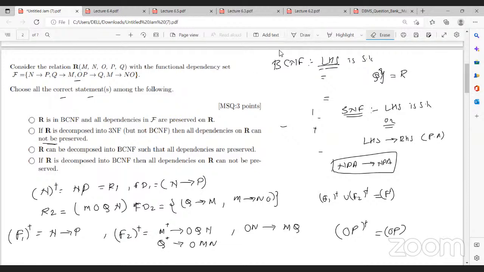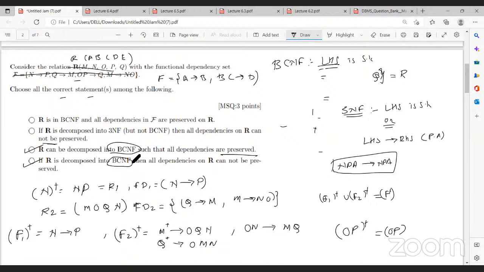No, sir. Like in the previous example, I have taken, instead of R, A, B, C, D, E. And instead of those functional dependencies, they said A determines B and BC determines D. Now in that case, what will be the correct option? Both, right? We can decompose into BCNF such that dependencies are preserved. We can decompose into BCNF also such that dependencies are not preserved. It is an MSQ question, right? Are you getting what I'm trying to say?